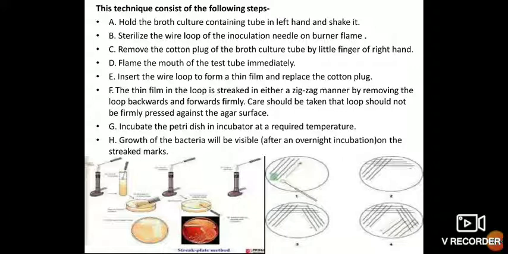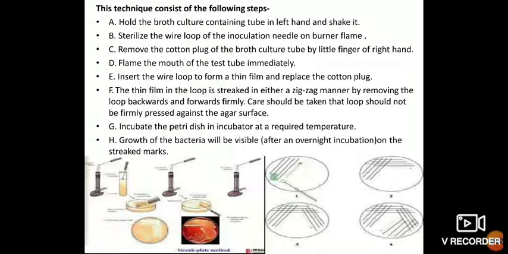So there are certain steps mentioned for isolating, and the diagram also shows the quadrant streak. Here you can see the quadrant streak is used to reduce the colony count, or to get an isolated pure colony. First, hold the broth culture contained in the tube in your left hand and shake it. The second step is to sterilize the wire loop or inoculation needle in the burner. Then remove the cotton plug of the broth culture tube with the little finger of the right hand. Then flame the mouth of the test tube. Then insert the wire loop into the flask or the tube. Then the thin film on the loop is streaked in a zigzag manner, moving the loop backwards and forward firmly. You may already be aware of doing quadrant streak.